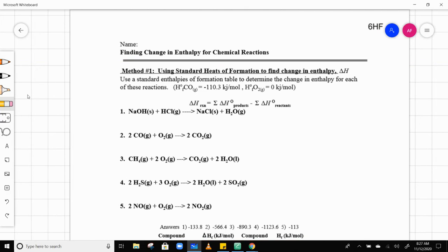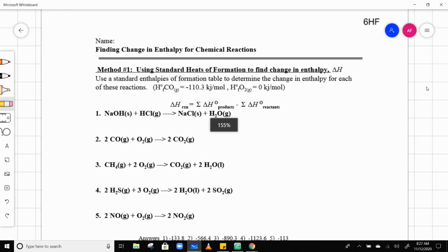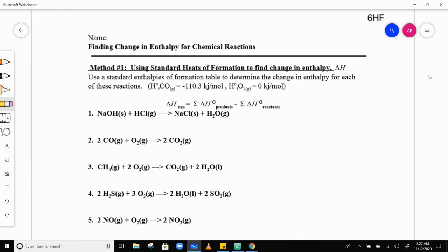Okay, so today's assignment. Up until this point, pretty much everything we've done has been about physical changes: heating it up, melting it, freezing it, boiling it. That's all physical changes. Today we're going to talk about how to find the enthalpy associated with chemical changes.